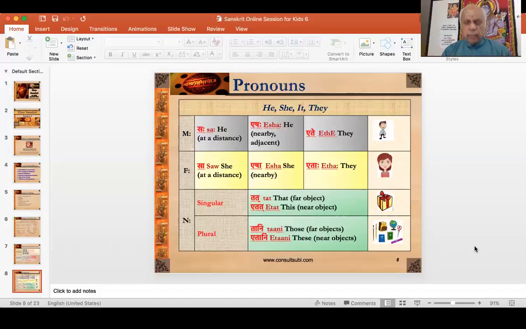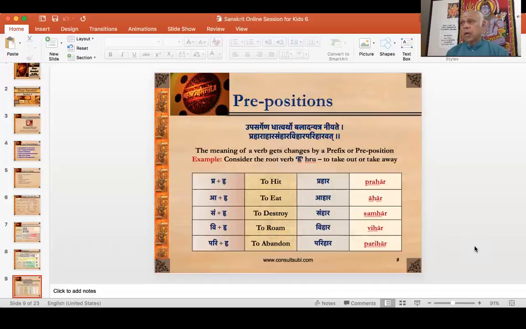So saha at a distance, esha nearby, ete, eta. Sa, she at a distance, esha nearby, singular, tat, for that far object, etat, this nearby object, tani, those for far objects, and etani, these near objects. So these are pronouns. Okay. Likewise, you have prepositions. Like the name indicates, prepositioning, something which is before.